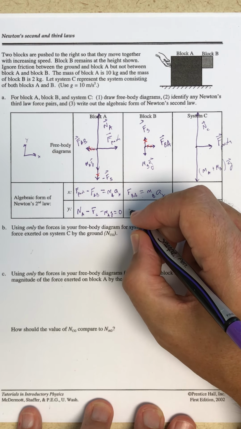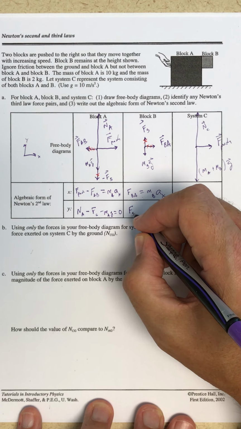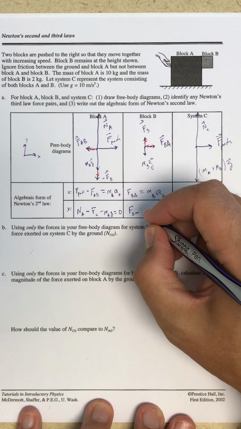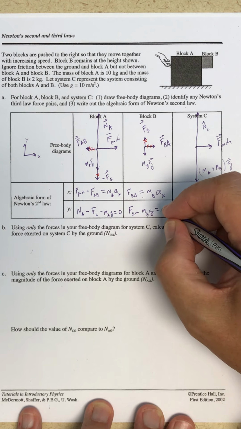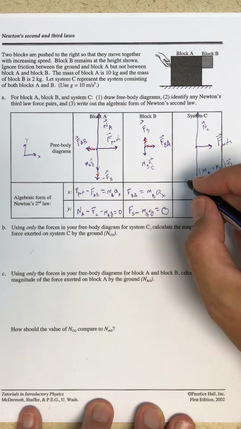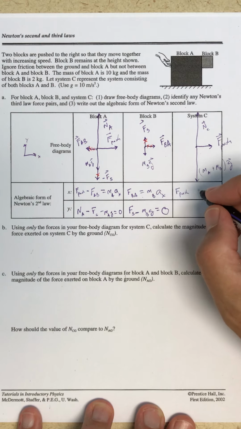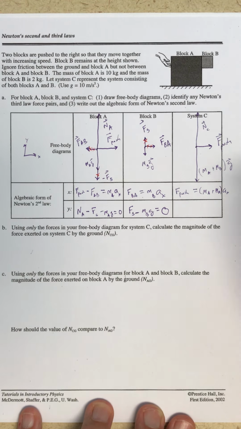The force of static friction up is big enough to cancel out the weight of block B. And then for the system of both together, the force of the push to the right is going to equal mass of block A plus mass of block B times the x component of acceleration.